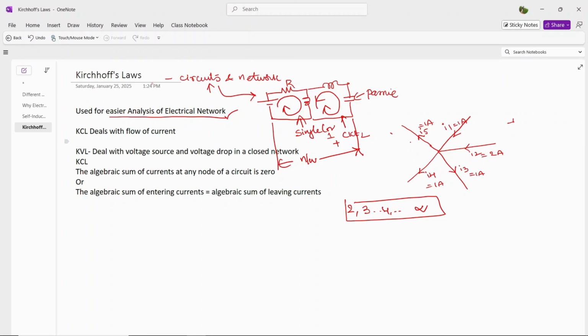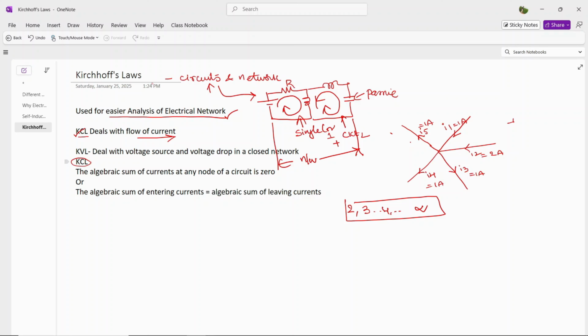Here we have two kinds of laws, one is KCL as well as KVL. KCL, the name itself, Kirchhoff's current law, deals with the direction of flow of current. And the other law deals with the voltage source and voltage drop in a closed path. Now let us discuss Kirchhoff's current law.